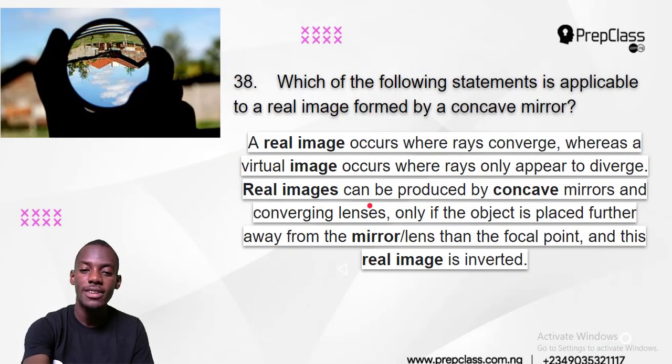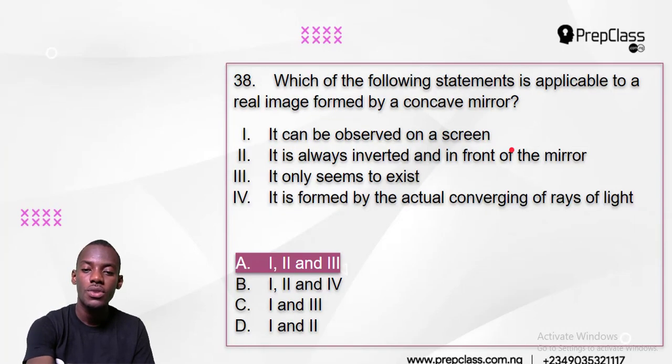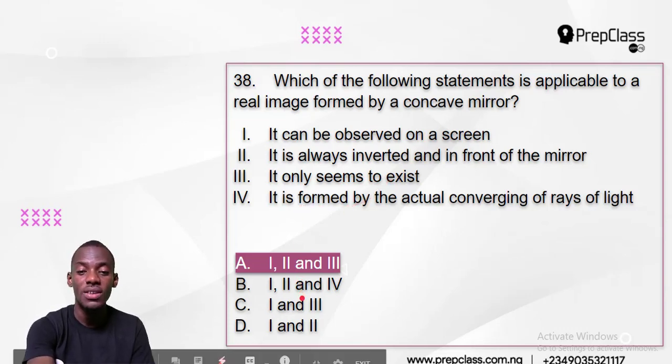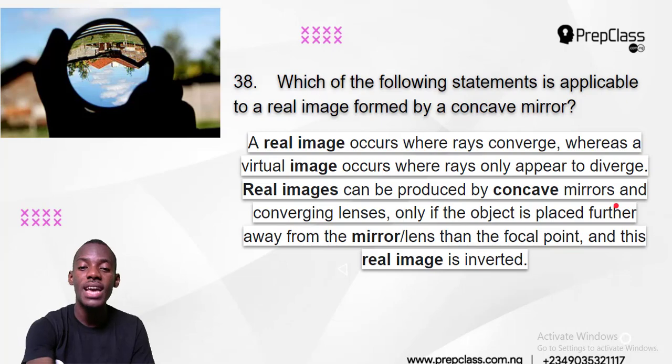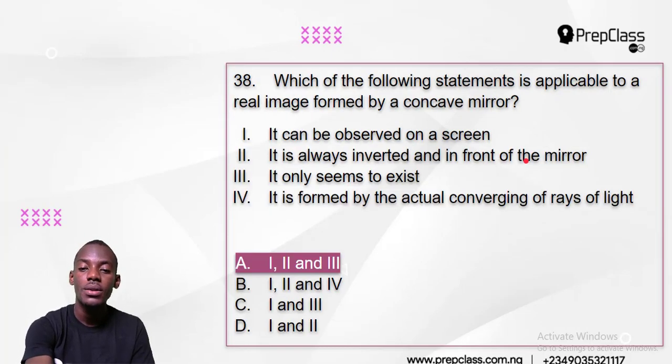Converging ray of light. So the third one is actually not true. It seems to exist means that it doesn't really exist. That's not true. The real answer to that question is not as the past question said it. It's supposed to be it is formed by the actual converging of ray of light, because we have it here that real images occur when rays converge, and that's why option 4 is correct.